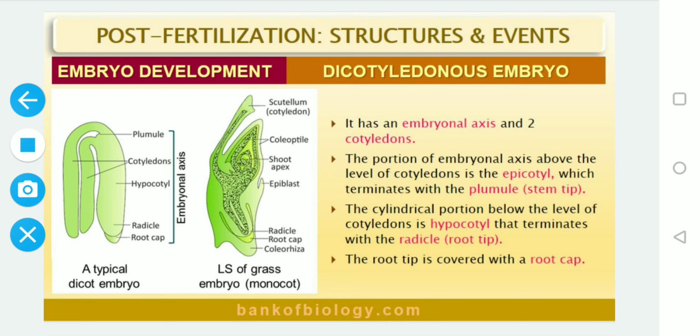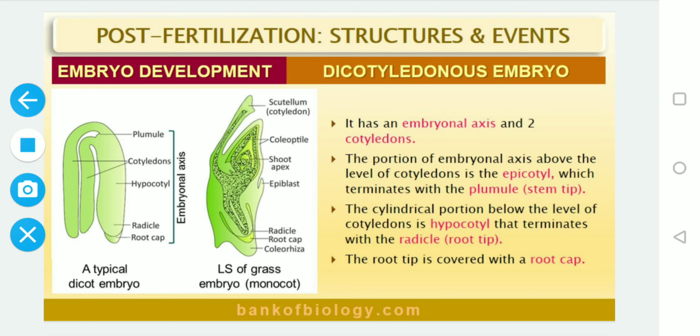You know very well, last year only we have discussed this. The plumule is nothing but the youngest shoot system, isn't it? The radicle is the youngest root system. Later it will develop into the root system, and the plumule will develop into the shoot system or stem. At the same time, if you see the LS of the grass embryo, the best example of a monocot, it is present in our textbook. It has an embryonal axis and two cotyledons in the dicot structure.